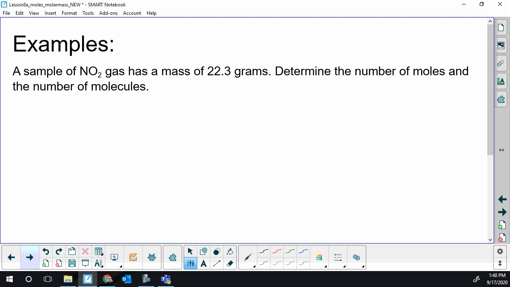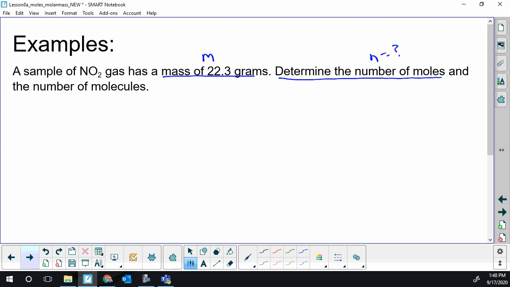So I'm going to need a strategy first. I have to see what information I have and need to get to. Okay. I have mass, and I'm trying to get the number of moles first. Okay. I'm going to ignore the molecule part. That'll be my second part. Okay. And that's n.